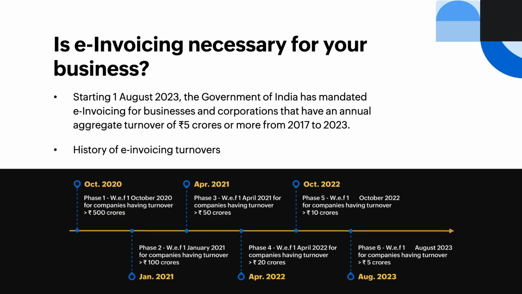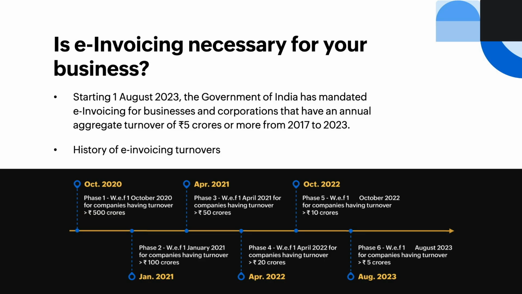Consider that your turnover crossed 5 crores in the year 2019 to 2020. In the next year, the turnover might have been lower than 5 crores. So now, are you applicable for e-invoicing? Yes, because from 1st October 2020, when e-invoicing was mandated, within this time frame, if your business has ever crossed this 5 crore turnover, your business has to enable e-invoicing and generate e-invoices for all the transactions.